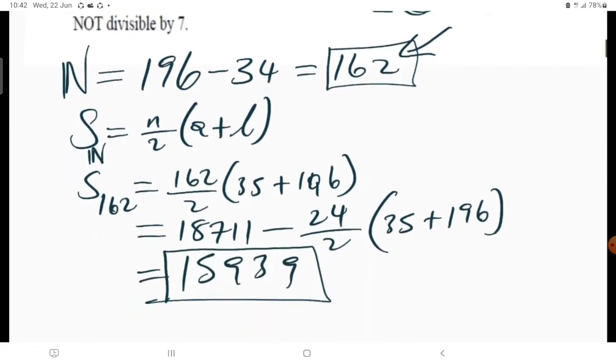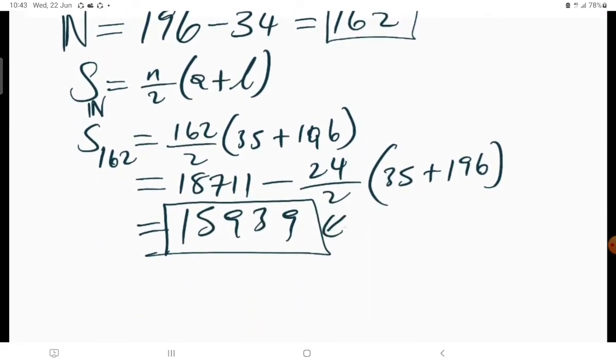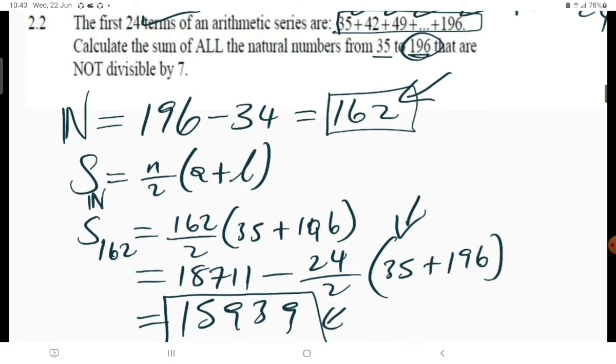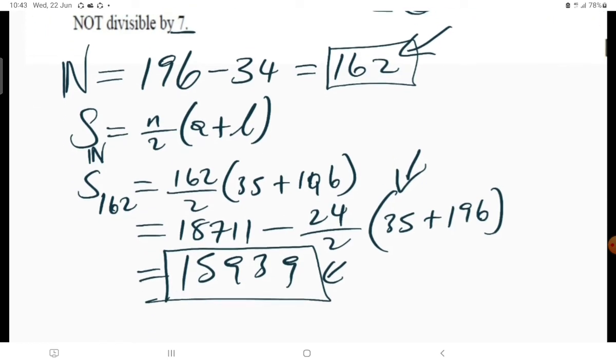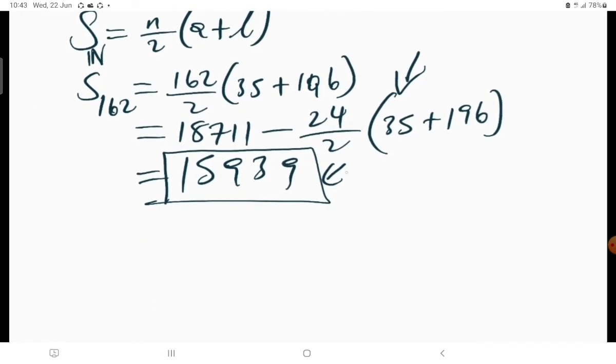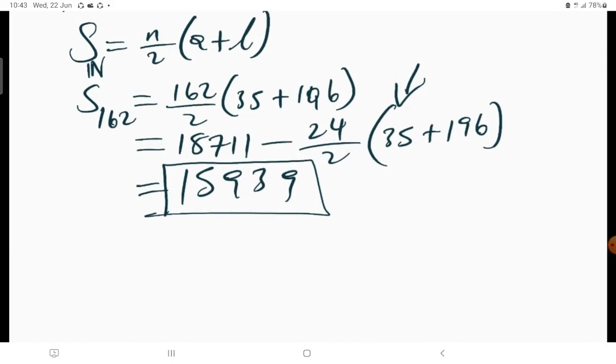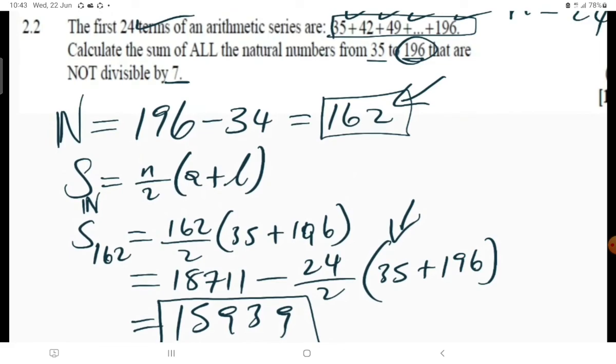So this is the sum of all the natural numbers from 35 to 196 that are not divisible by 7. Hence we have subtracted the sum of numbers that are divisible by 7 from the lump sum, so we got the remaining, which is the net sum of the natural numbers that are not divisible by 7. So this is how we can approach these kinds of questions.